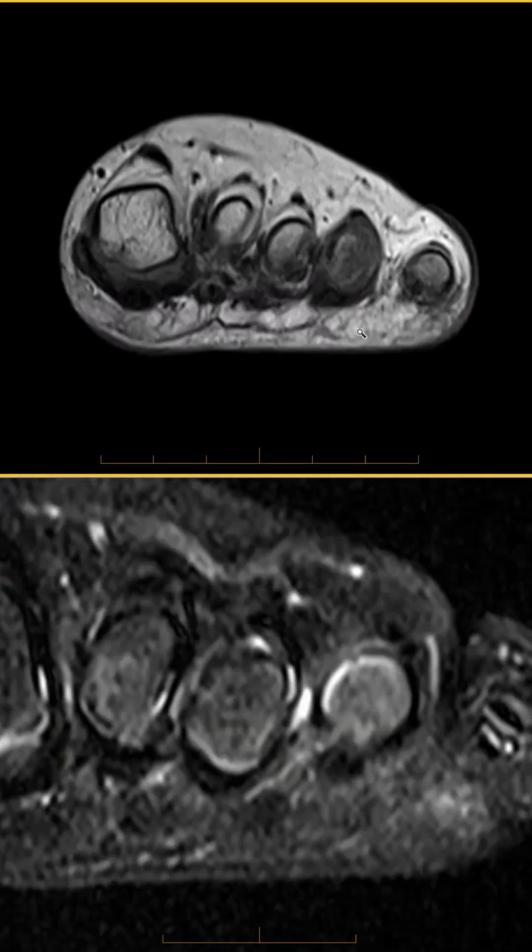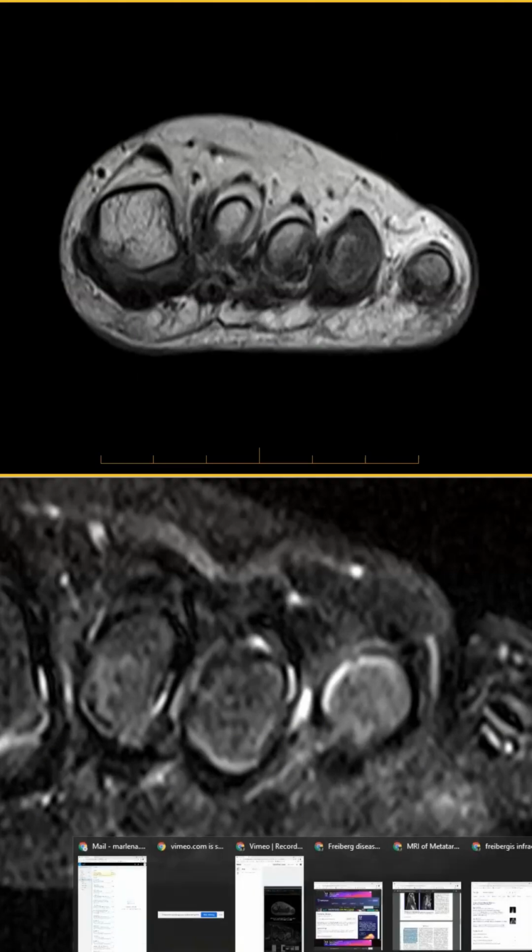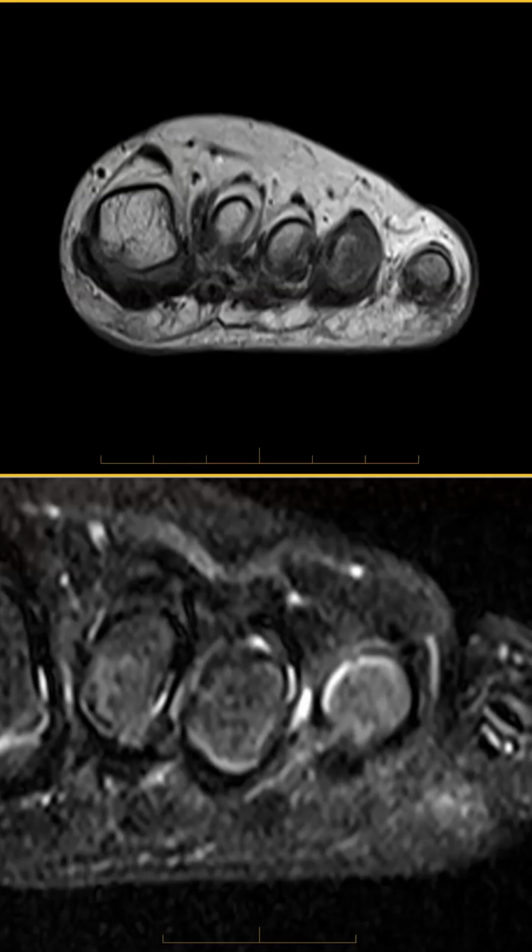So what we're looking at altogether is a situation of Freiberg's infraction, and Freiberg's infraction basically is what they call an idiopathic osteochondrosis of the metatarsal heads. Most commonly, this is affecting the second and third metatarsal head, but it rarely can affect the fourth metatarsal head, as we can see here, and even the fifth.